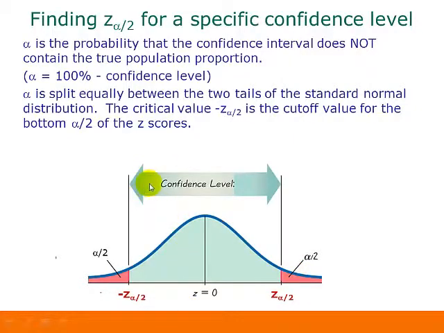So here's a picture of what we're doing. Here's our confidence level. We want that to be the probability that our interval does contain the true population proportion. So the complement of that is going to be alpha, and we're going to divide alpha equally between the two tails. What we're looking for is the values of z that separate these areas. And since our normal distribution is symmetric, we're going to have a negative z alpha over 2 and a positive z alpha over 2.